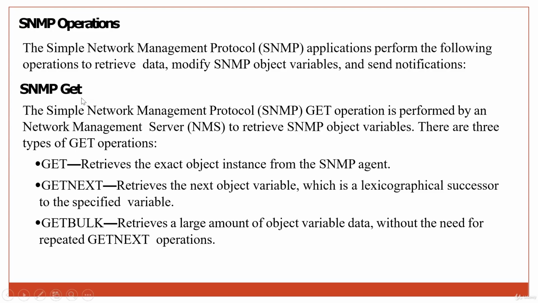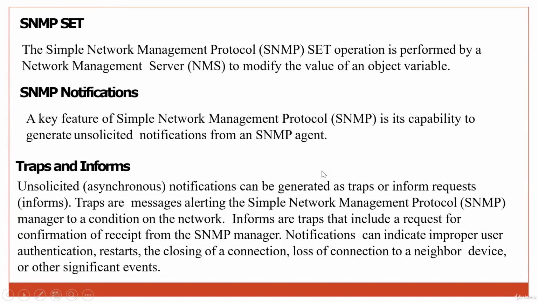Now here you can see the SNMP get method. We have three types of get method: we are getting the information, we are getting the next variable information, or we are getting the information in bulk as well. So we have three get methods inside the get method.